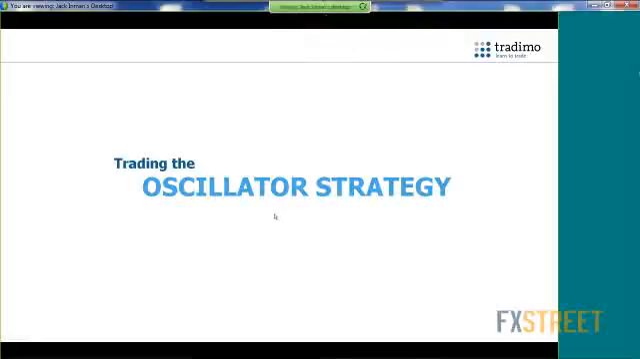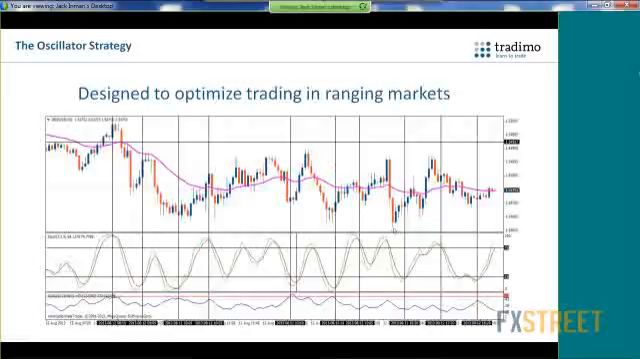Well, this oscillator strategy is designed for the ultra short time frame, the 5-minute time frame. It hasn't necessarily got no application on longer time frames. So maybe take it away, have a little play, and tweak it for swing trading. But basically, the oscillator strategy is designed to optimize trading in ranging markets.